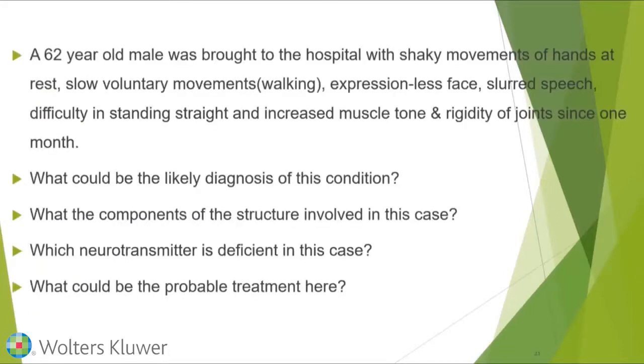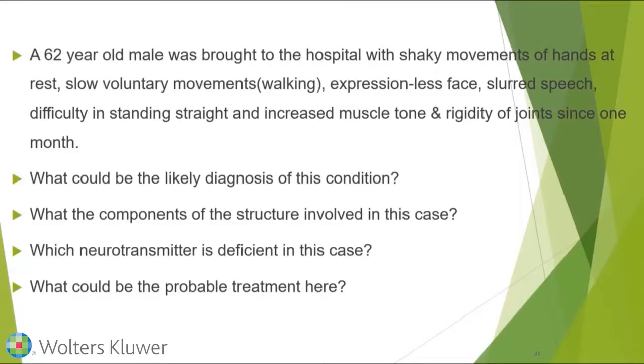We come back to the clinical scenario now. We've completely gone through the session and now I think it will be easy for you to answer these questions. A 62-year-old male was brought to the hospital with shaky movements of hands at rest, slow voluntary movements, expressionless face, slurred speech, difficulty in standing straight and increased muscle tone and rigidity of joints since 1 month. What could be the likely diagnosis of this condition? Obviously, the answer is Parkinsonism.